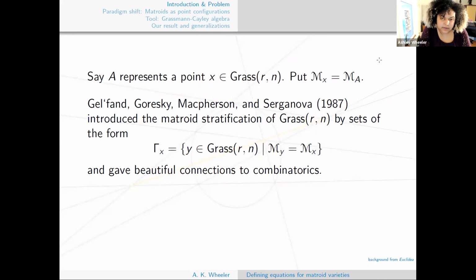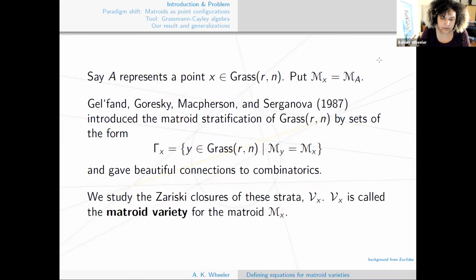So I have this set I've called gamma, and it consists of all points in the Grassmannian with the same matroid as the matroid on the point X. And Gelfand, Goresky, MacPherson, and Serganova observed that there's a stratification of the Grassmannian by these sets gamma X. In their paper, they give a lot of beautiful connections to polytopes and other things in combinatorics. What we're interested in is the Zariski closures of these strata. So the gamma X's are not Zariski closed.